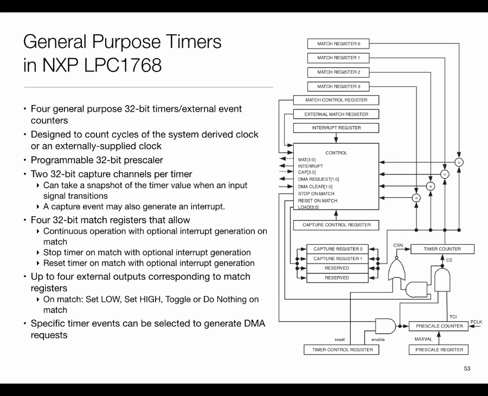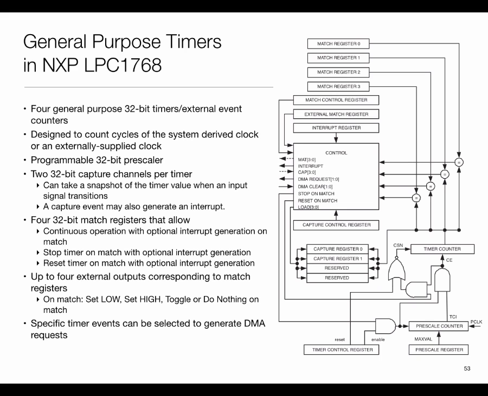So let me describe again what this particular processor has. Again, every processor is going to be unique. So this one has four 32-bit timers, external event counters. Okay, so the idea is that you have four timers available. Typically, one will be used by the operating system to provide general timing services. Others are usually available for application usage, or maybe they might be grabbed by some particular device driver or the other. They are designed to count cycles of the system-derived clock or some external clock.